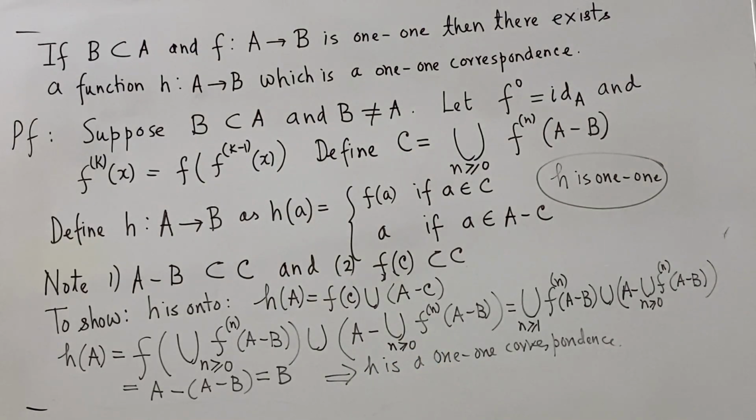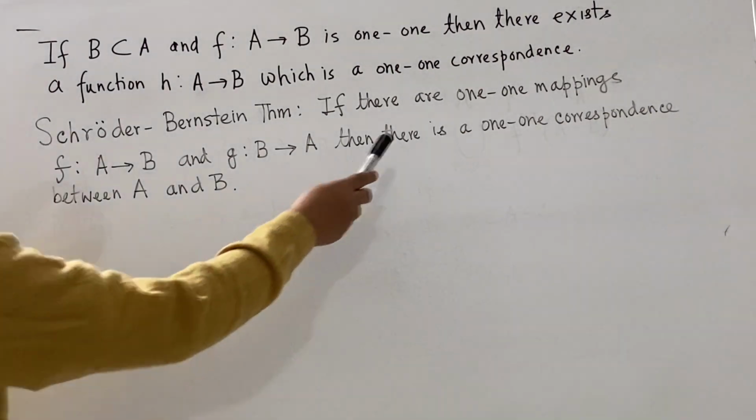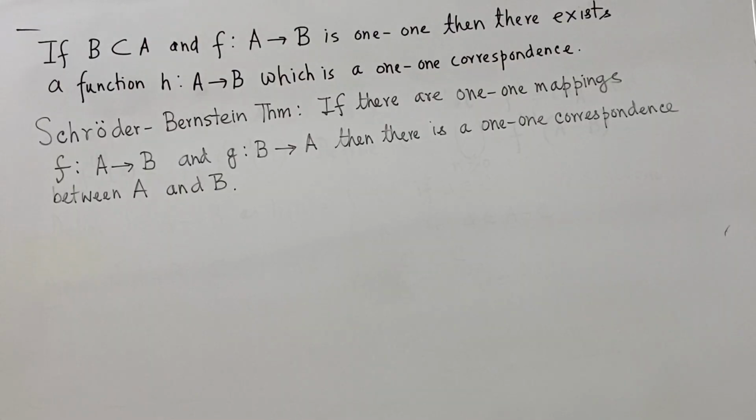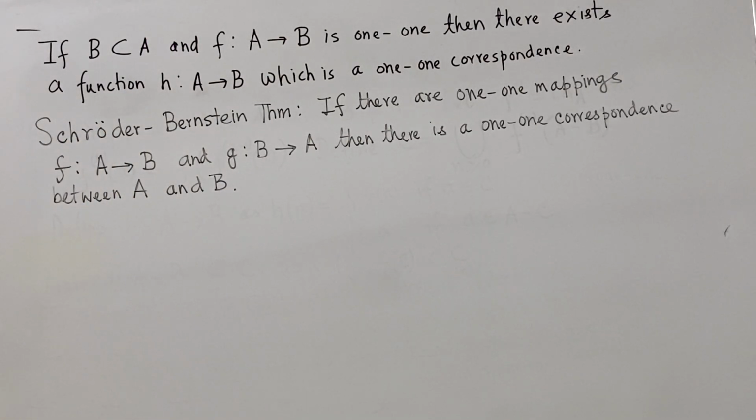This is a very important result which is used to prove the Schroeder Bernstein theorem, which we will do next. The Schroeder Bernstein theorem states that if there are 1-1 mappings f from A to B and g from B to A, then there is a 1-1 correspondence between the sets A and B. So we will use the above result to prove this very famous theorem.